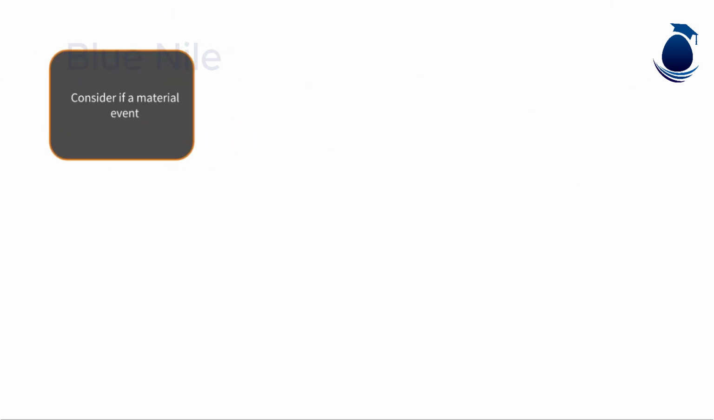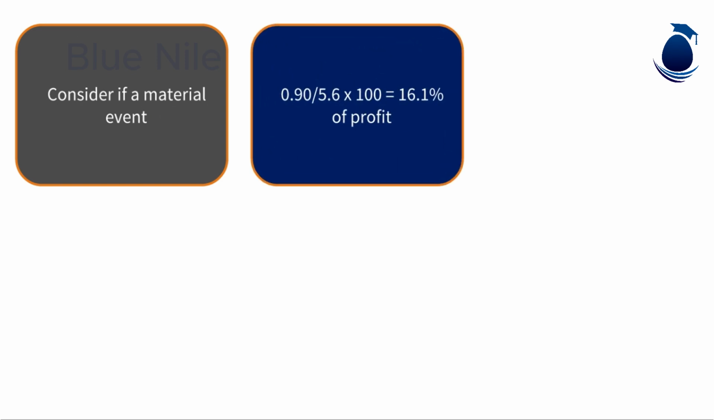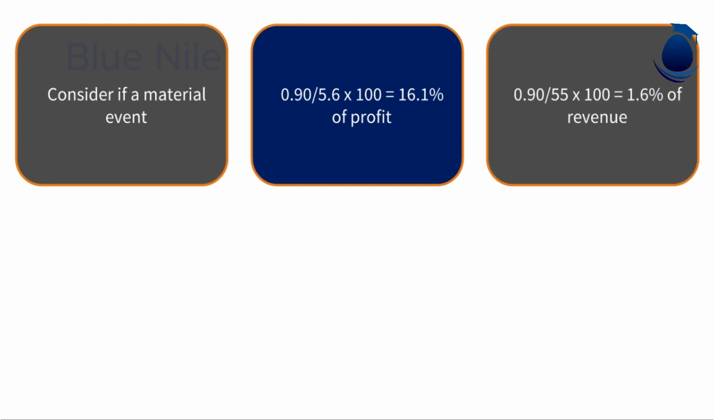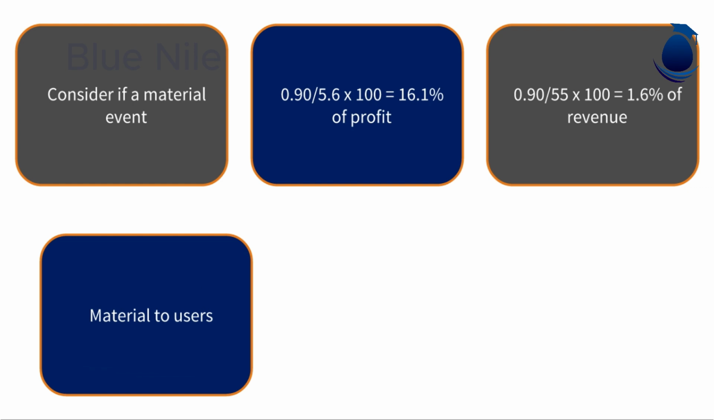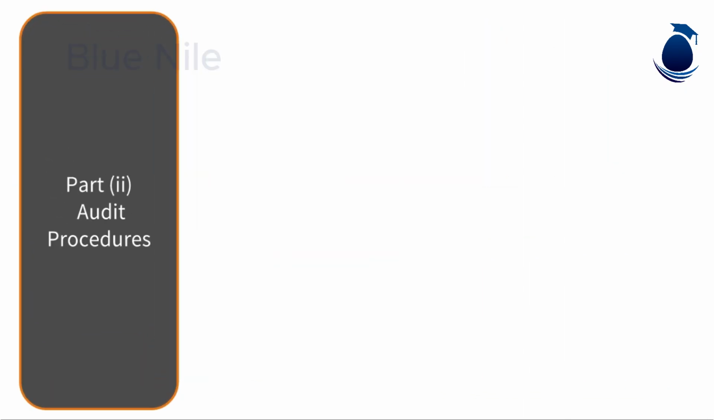Finally, for part 1, once again we should consider if this is a material event. The value of 0.9 million is 16.1% of profit and 1.6% of revenue, which is material to the users. We would therefore expect the auditors to request disclosure be included in the financial statements on this event. Now on to part 2 for the audit procedures.